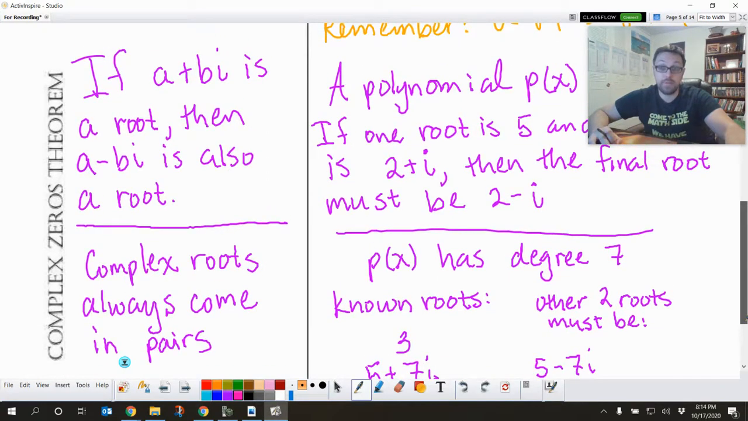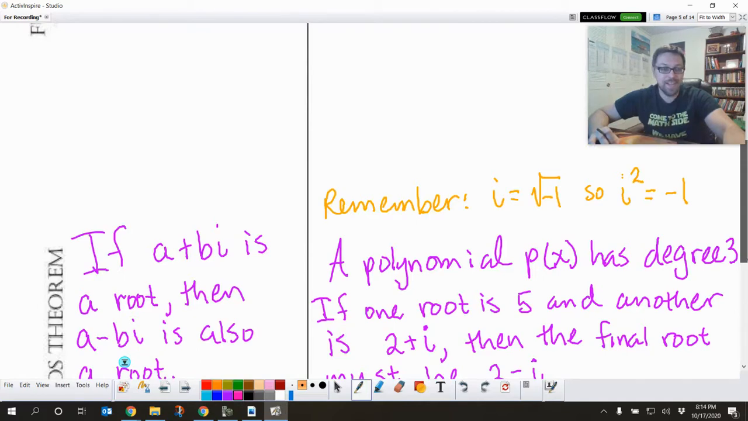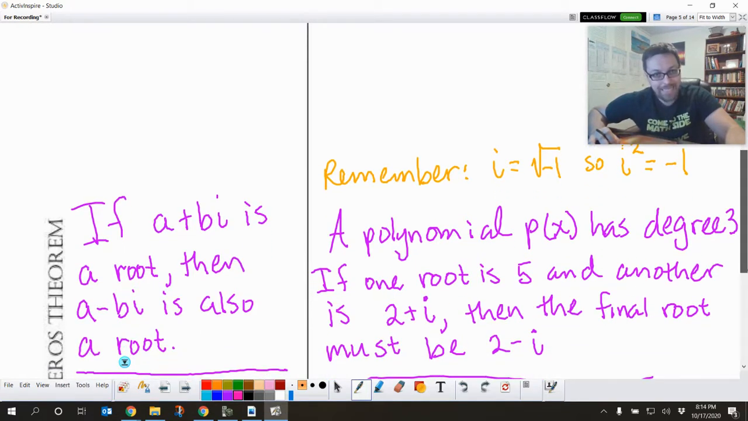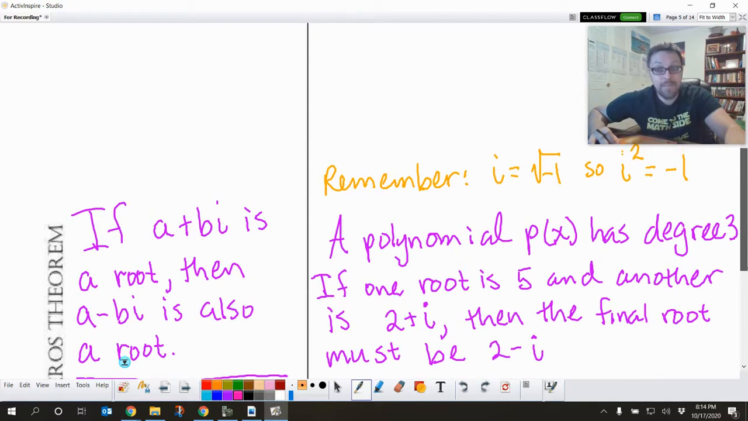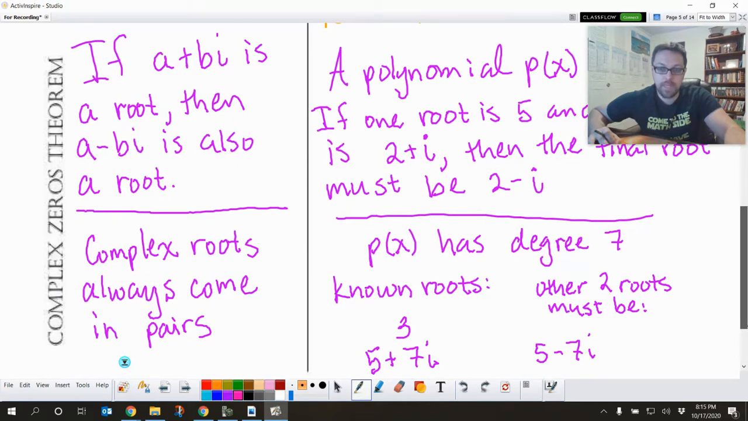This is the complex zeros theorem. This is the other new one. So sorry, I guess there's 2 new ones. Complex zeros states that if a plus bi is a root, then a minus bi is also a root. So this is new. You got to write this one down. Really what it's trying to say is that complex roots always come in pairs.